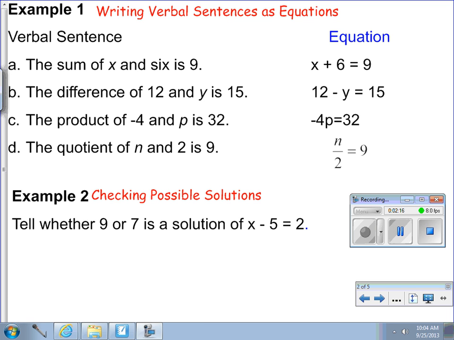All right, in your next example, example 2, you'll be asked, tell whether 9 or 7 is a solution of x minus 5 equals 2. You're just checking the possible solutions. So all you do is you substitute 9 where x is. 9 minus 5 is equal to 2. No, that's not a solution. Then you substitute 7. 7 minus 5 is equal to 2. You say, yes, 7 is a solution. That's the type of exercises you'll be doing on your homework.